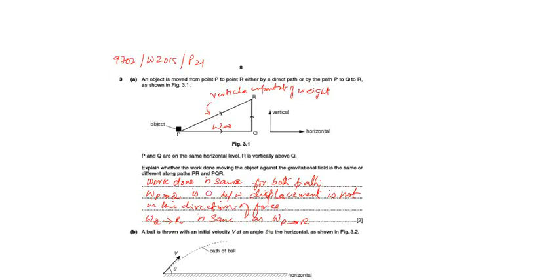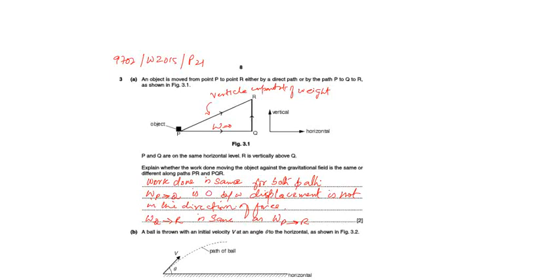Same goes if the body moves from P to R, so only the vertical component of the weight will act. So the work done from P to R and Q to R is the same, right? PQR explains that PQ has no work done. So work done is the same for both paths.